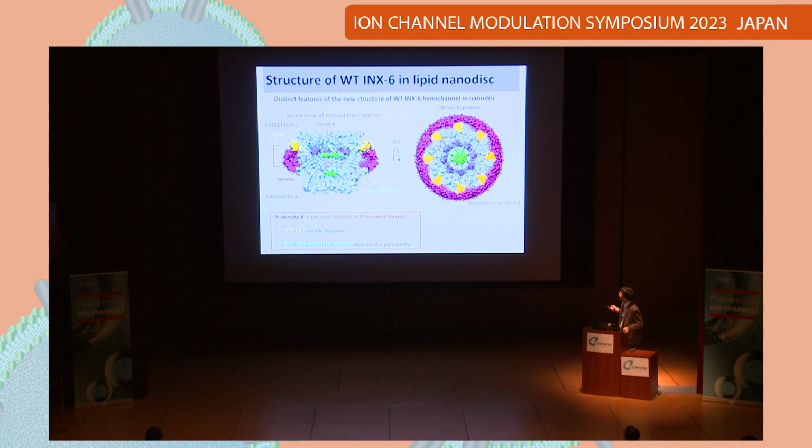When looking at the sectioned view of the cryo-EM structure, we found some distinct features. First, there are new densities termed X and Y inside and outside the pore, which are located near the pore entrance. The other one is that there are double layered densities in the pore obstructing the pathway. This double layered density is at the level of the transmembrane region.